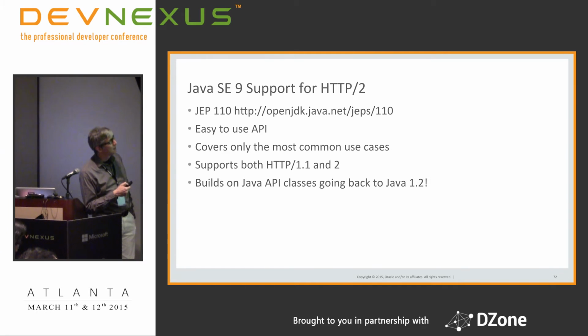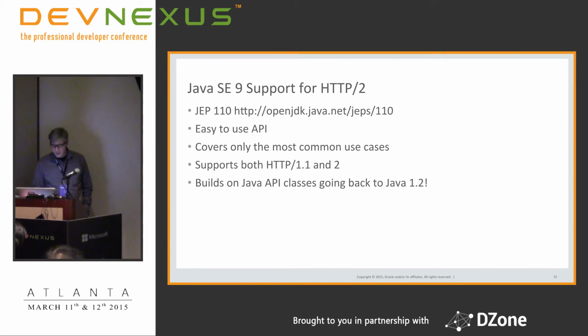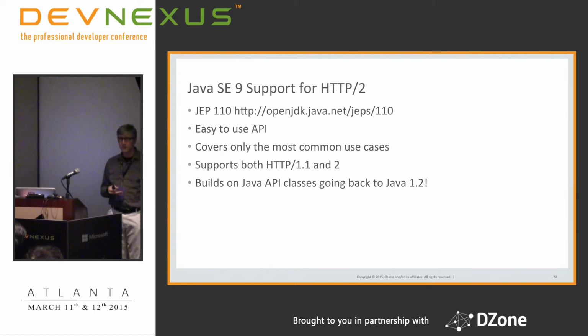The idea is to have an easy-to-use API that covers only the most common use cases, has support for both 1.1 and 2, and it's kind of fun to look at the API because it builds on Java classes going back to 1.2, you know, the Authenticator class, for example, which is used heavily in this thing. It's important to also note that we're not necessarily trying to obsolete Apache HTTP client. Although I must say, after looking at this API, I don't see why you would still want to use it.